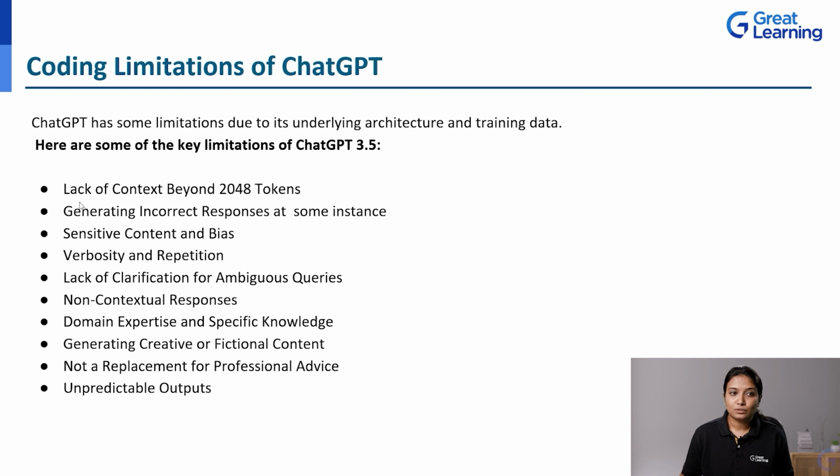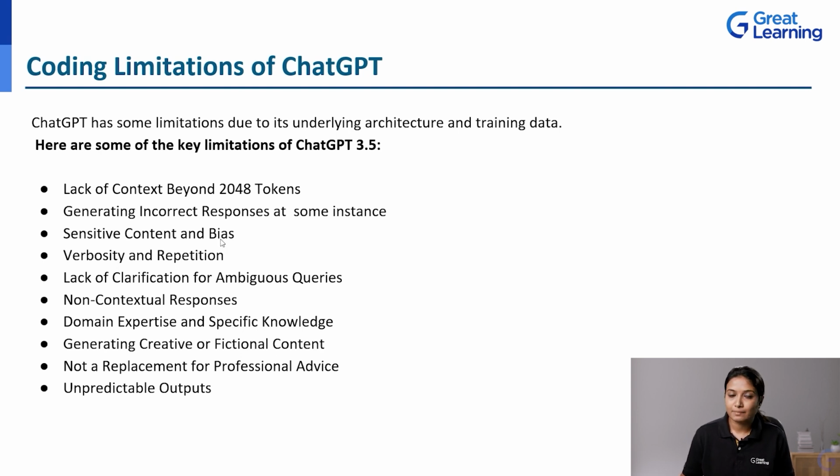Okay. So the first thing is lack of context beyond 2048 tokens. After that, you don't have any context on how it will work. In 3.5, it also generates incorrect responses at some instances. That happened, right? When we tried executing different methods, it gave us the same method repeatedly as an alternative. So it goes on with incorrect responses, or it goes into a loop if it doesn't find any other options.